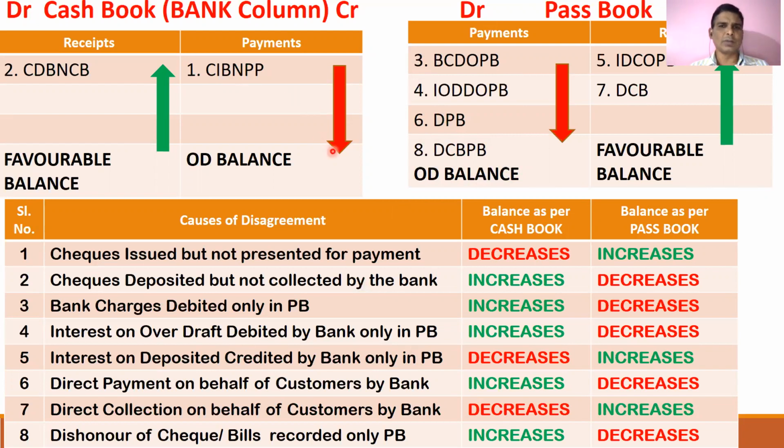Cash book goes down because it is the payment side. Cash book decreases, passbook increases. Checks issued but not presented for payment: cash book decreases, passbook increases.